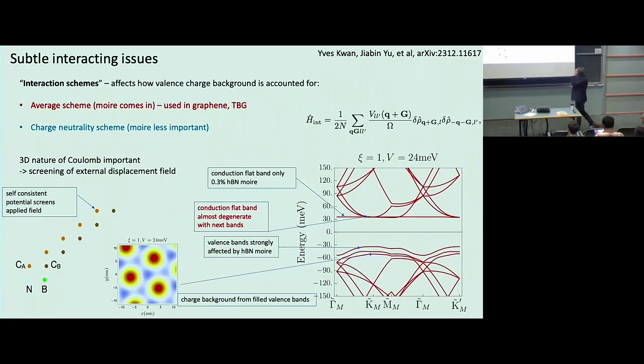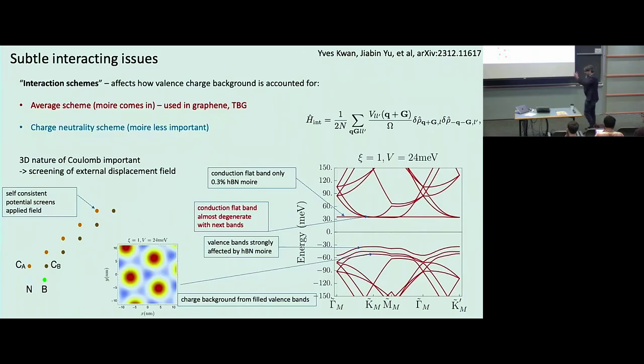So basically, in this flat band here, which has very little Moiré, you can think of adding the interaction in 2 different ways. If the potential is very small, you can't just project to the flat band. That's just incorrect, because you have a very small potential and the valence bands, which are very strongly Moiré coupled, influence it. So what you do is normal order the interaction with respect to half filling. We call this the average scheme.